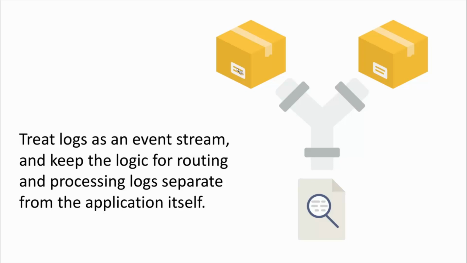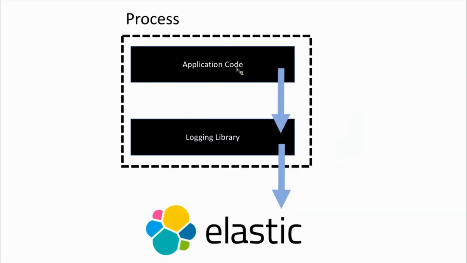Because a lot of us in the past have had a situation where I started off my application and it died really quickly because something was wrong. And since my logging was tied to the application itself, once it died, I didn't have any logs because the logic for processing those logs was part of the application. So keep them separate. Keep my application code and my logging library separate, and then I send them to a separate location. So in this example, it's Elasticsearch.